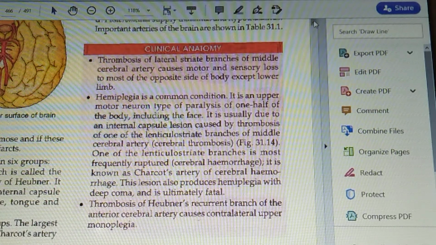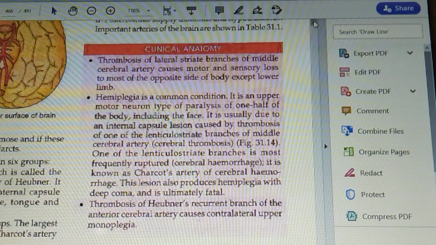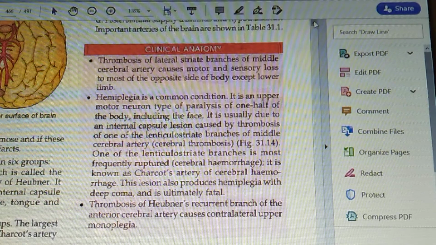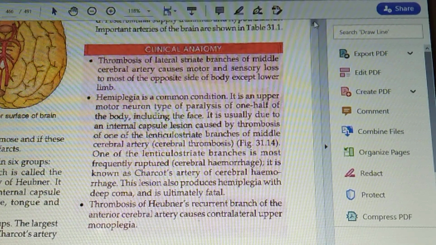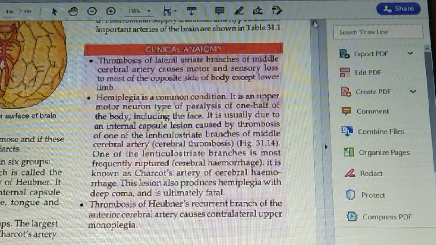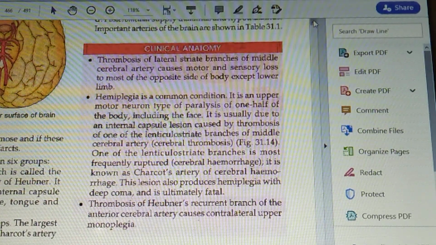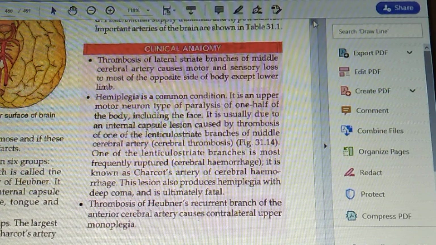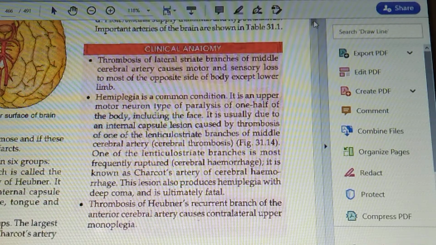Thrombosis of the lateral striate branches of the middle cerebral artery causes motor and sensory loss to most of the opposite side of the body except the lower limb. So, lateral striate branch, right? We have already talked about this. Of the middle cerebral, it will cause motor and sensory loss to most of the opposite side except the lower limb. Next is hemiplegia. It is a common condition. It is an upper motor neuron type of paralysis of one half of the body, including the face.